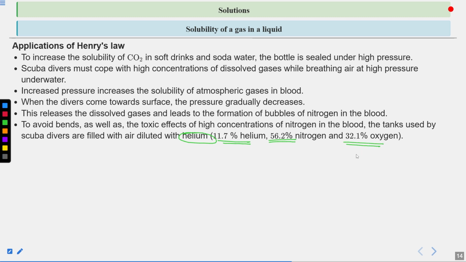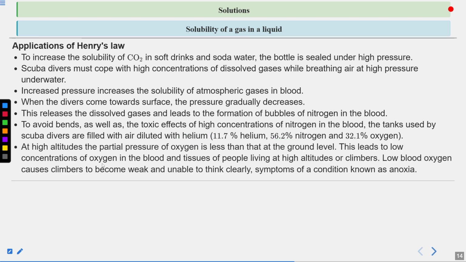Now, a very good question comes here. Why are they inserting helium only? Because we have seen earlier that the value of KH was very high for helium, as it is a lighter gas. So, due to this, its solubility is very less compared to nitrogen and oxygen. So, on increasing the pressure, it won't go that much into the bloodstream and cause bends. So, for that reason, we are filling it with helium.